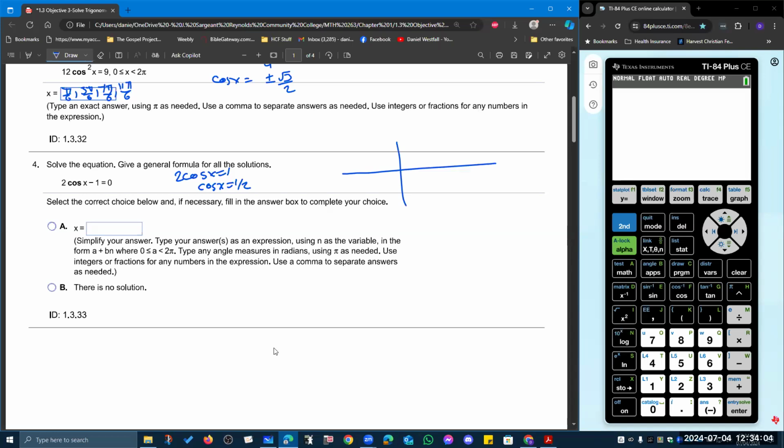And the first one is going to be cosine is 1/2, where theta is pi over 3, plus 2 pi times n, because the period of cosine is 2 pi. And then the next place that cosine is going to be positive is going to be all the way over here in quadrant 4 with a reference angle of pi over 3, which is going to be 5 pi over 3 plus 2 pi n.